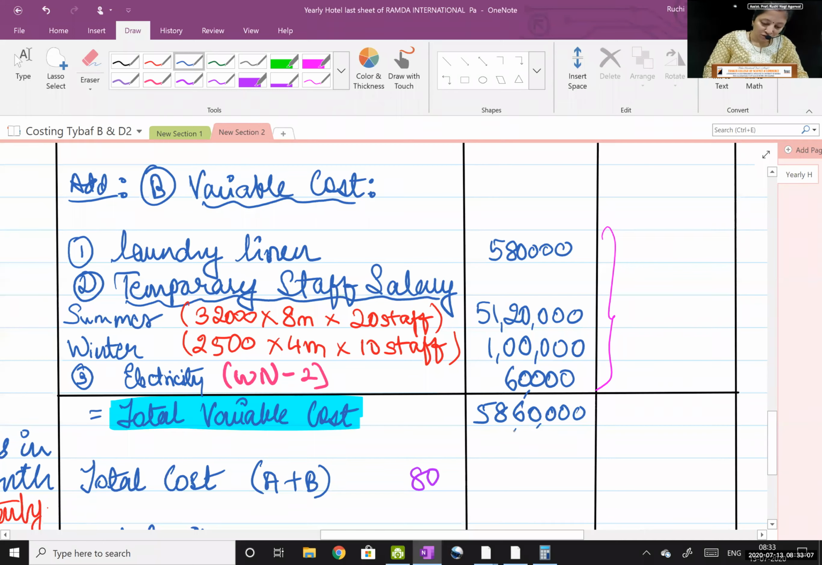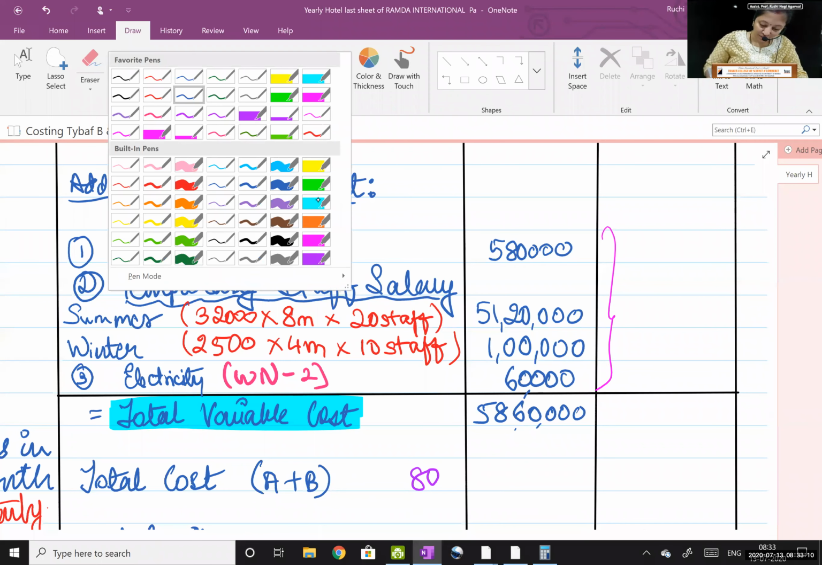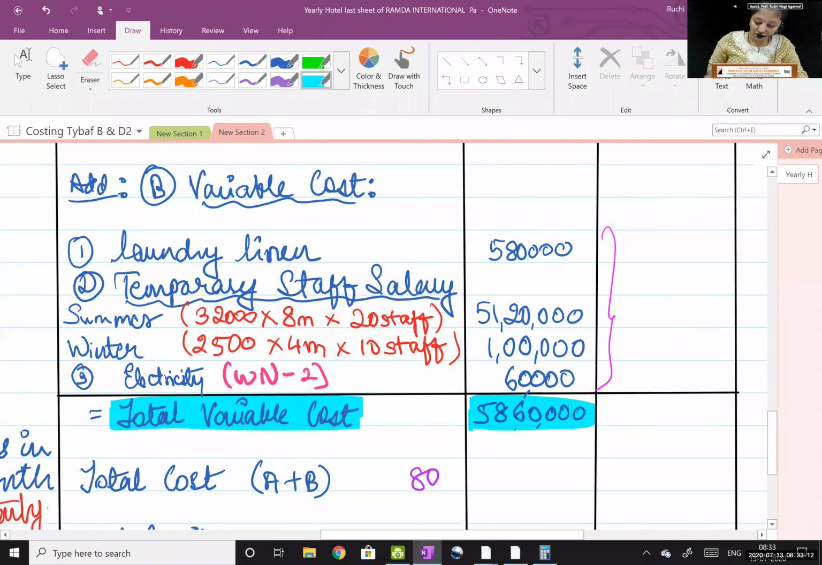Okay, so this is my total of variable cost. Is it clear till here? Acknowledge it in the chat box. Variable cost is clear. Now it's easy. You just have to total your cost, A plus B, fixed plus variable.